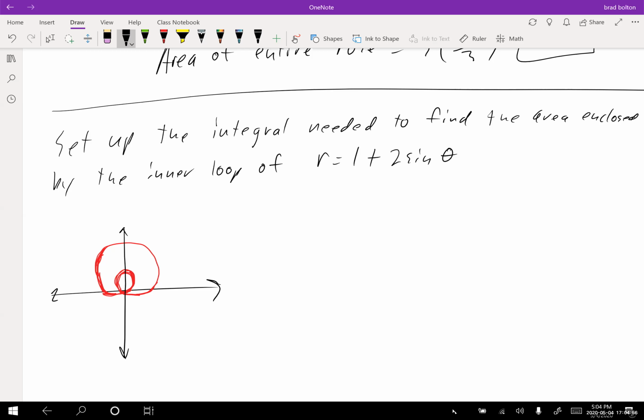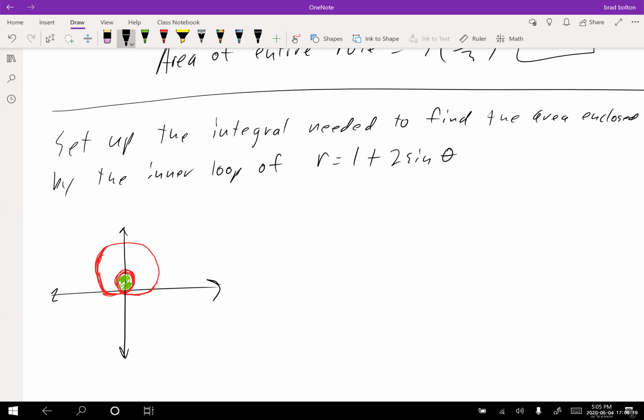Okay. And they want to know the area of the inner loop. So if you recall from 10.3 or from the previous section, it talked about in order to find the area of the inner loop, you have to find out when you entered the inner loop and then sweep that area until you come back out of the inner loop. So the way to find that is to set it equal to 0.